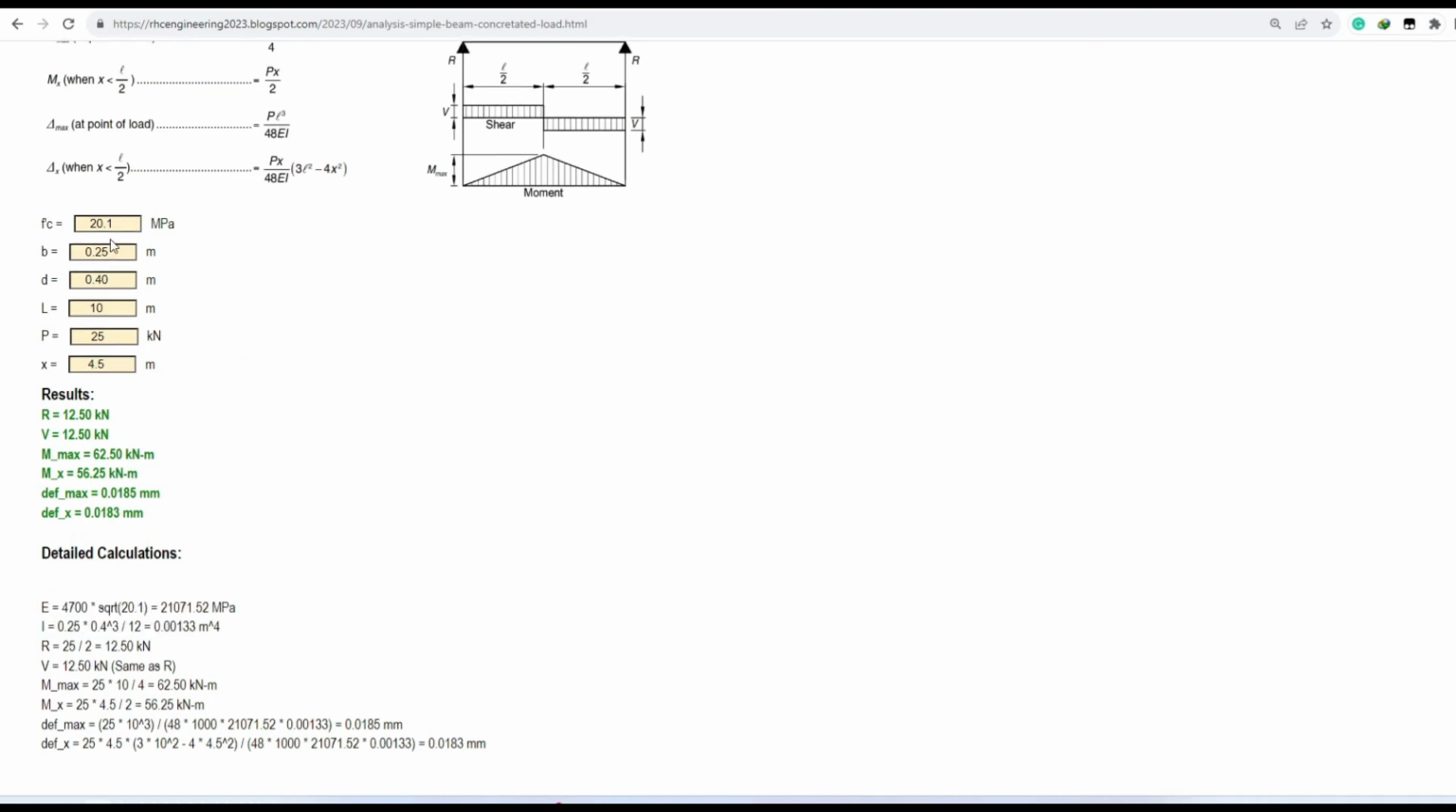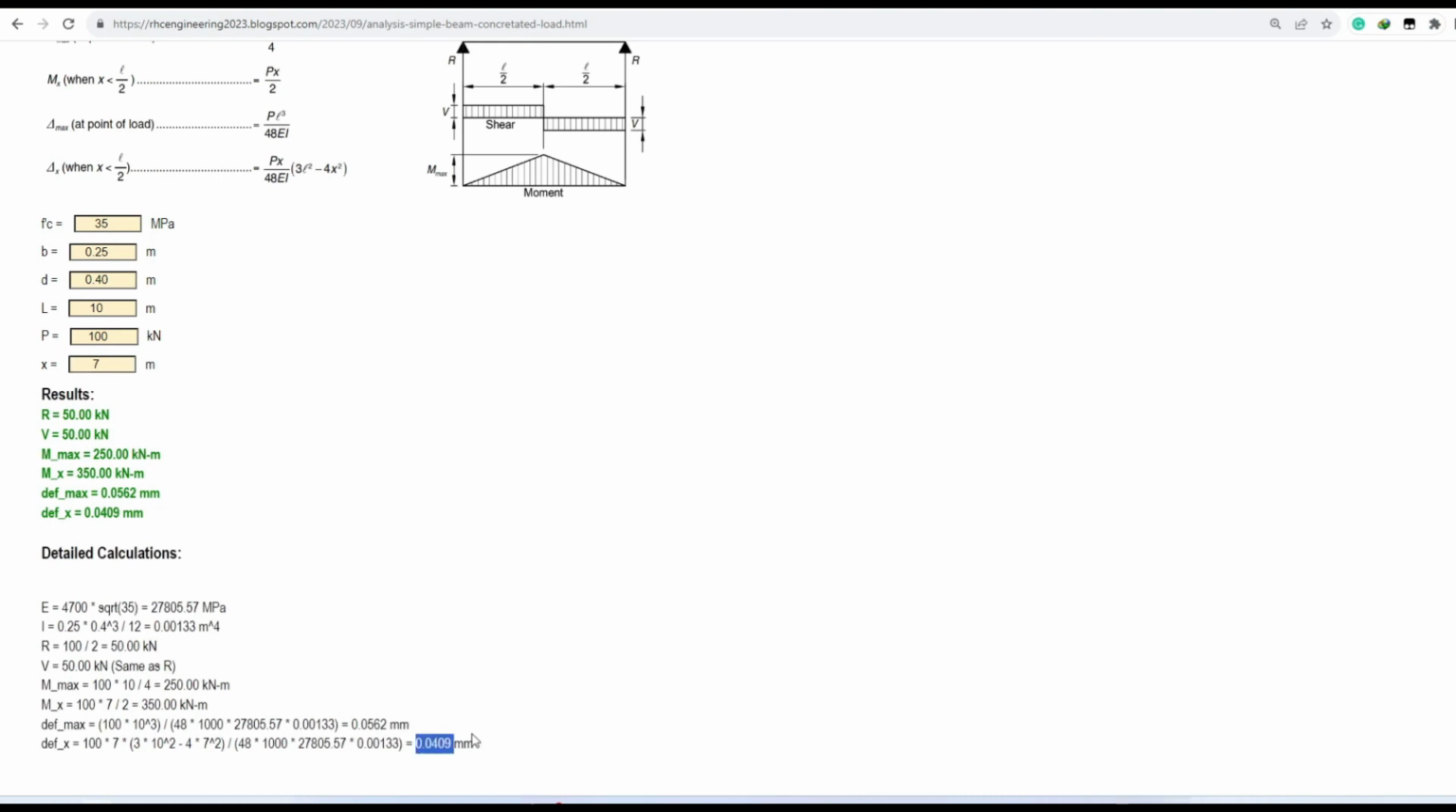Okay, so let's try. For example, let's change the f'c to 35. So automatically, it will calculate the result. Then also we have here the detailed calculation. So for example, let's change the length, sorry, it should be 10 to 100. Okay. So let's say 7 meters.